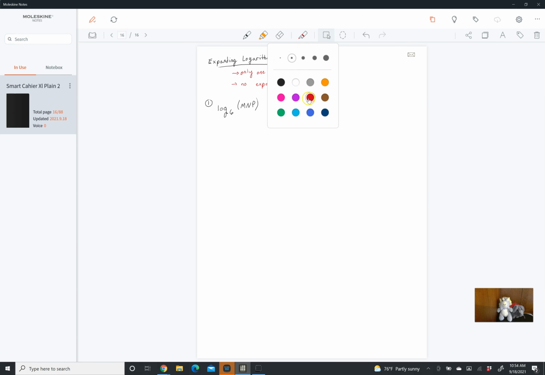So if we want one log for each variable, we can apply that first property, the product property, to pull this apart. And we know that when we pull the logs apart, multiplication turns into addition. So this becomes log base 6 of m plus log base 6 of n plus log base 6 of p.